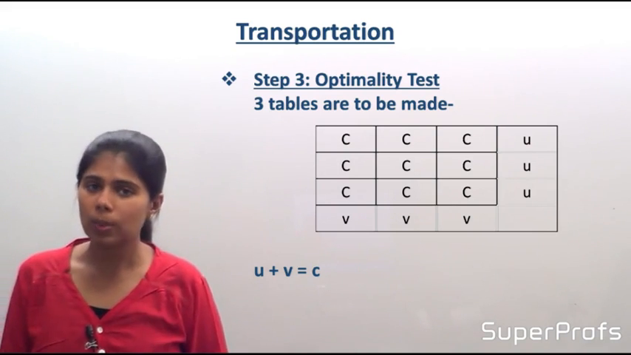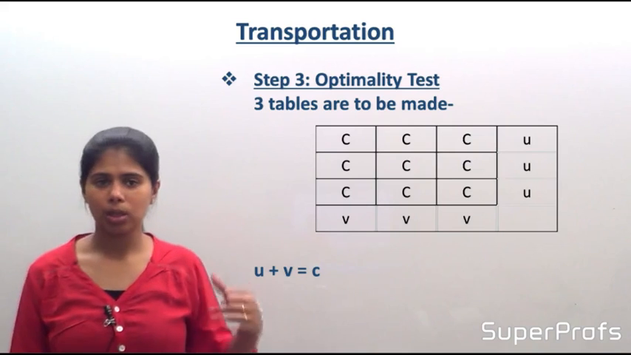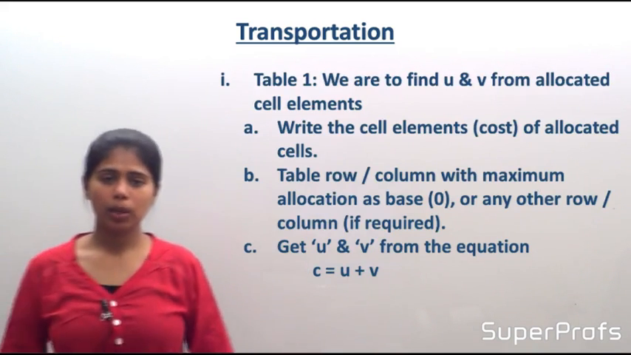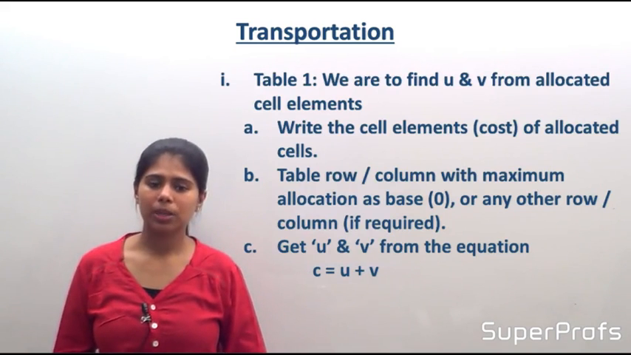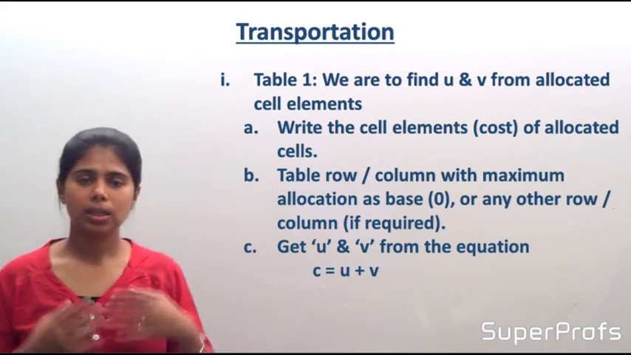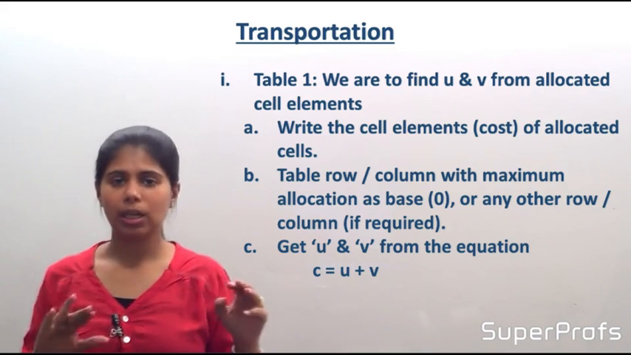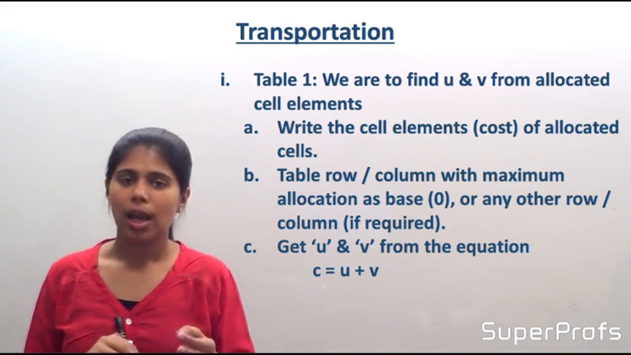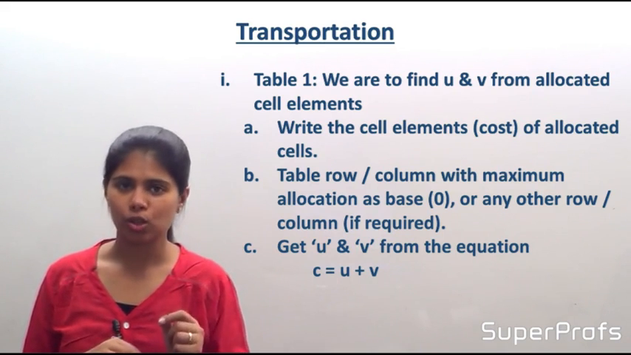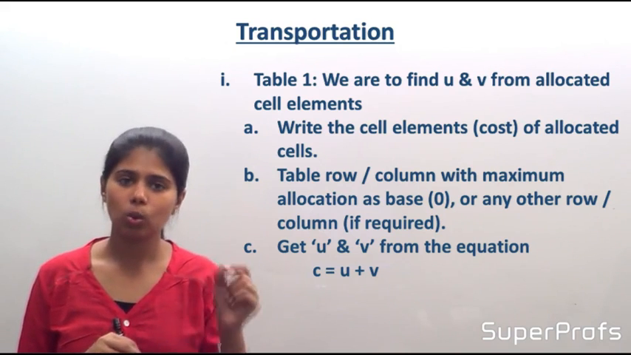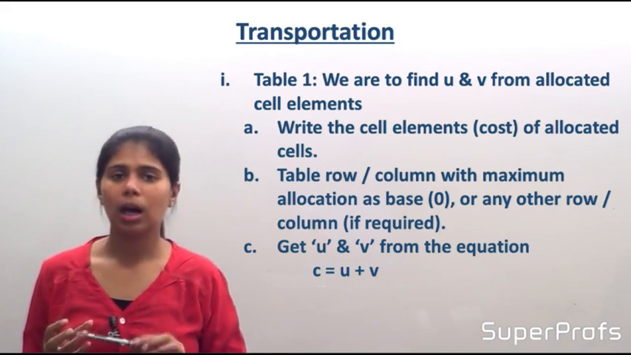So U plus V will be equal to C. That is what this is all about. Table 1. In table 1, we are to find U and V from the allocated cell elements. So the allocations are done. If you remember the example that we did, there were 6 allocations, and there were cost cells in each allocation. So based on those cost cells, we have to derive the U and V. Now you will ask, how will we do that?